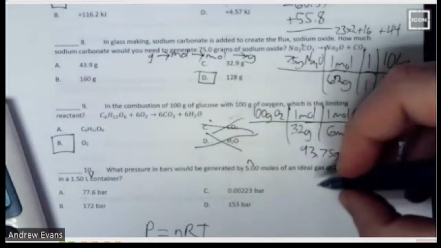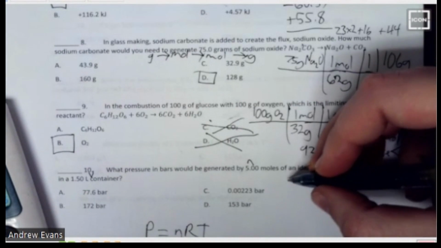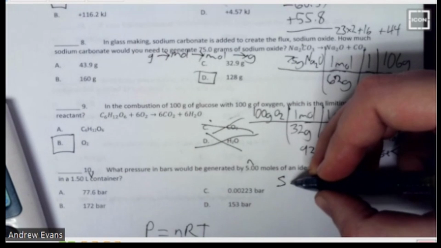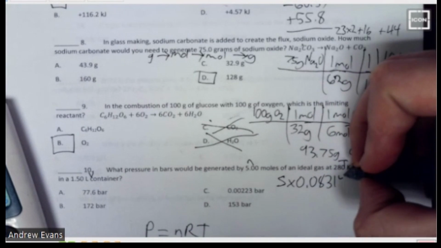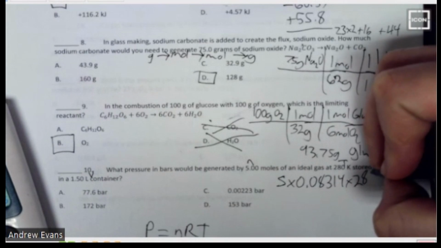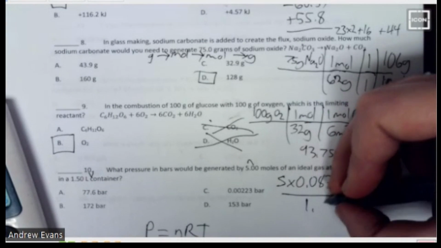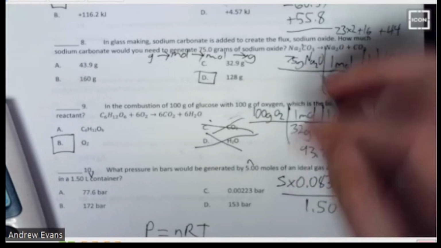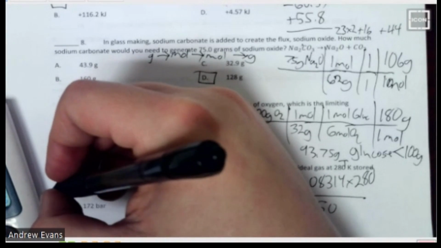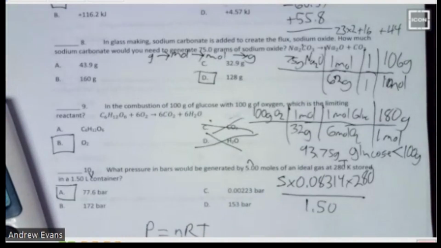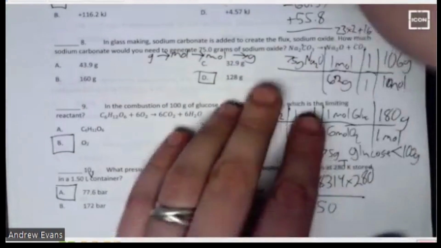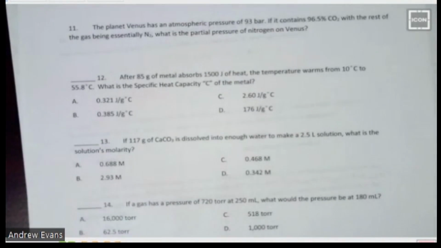I'll rewrite that. So P, so we have 5 moles times R, 0.08314 times 280 divided by 1.50. Pressure would be something close to 77.597, which rounds to 77.6. So answer A.